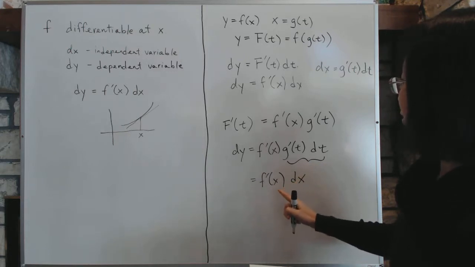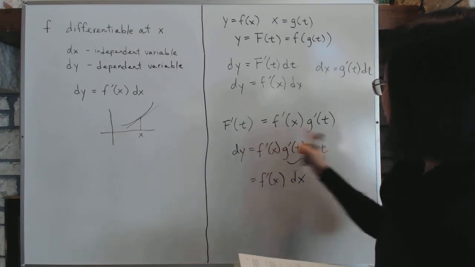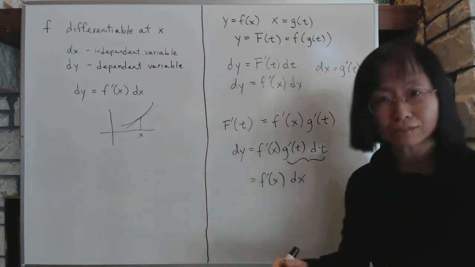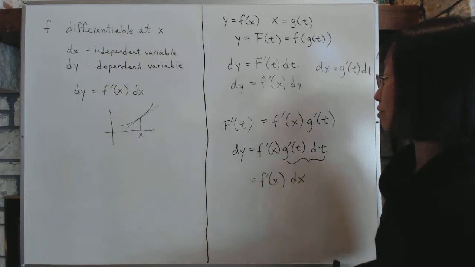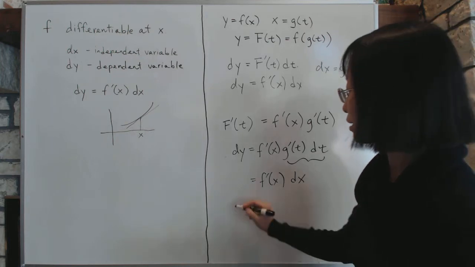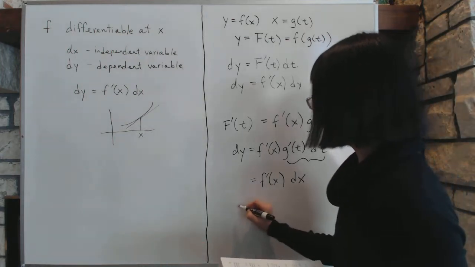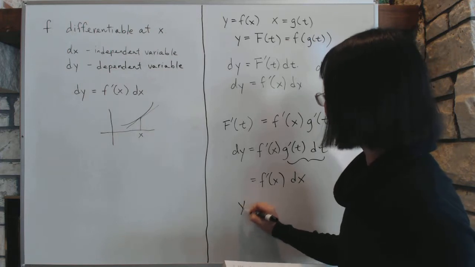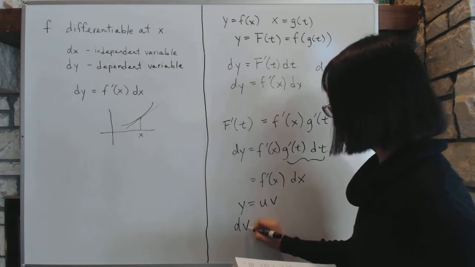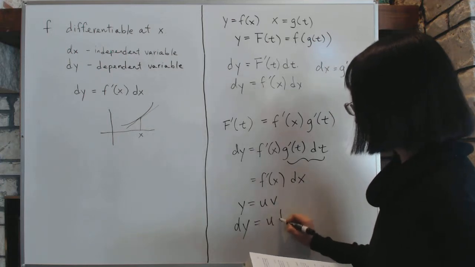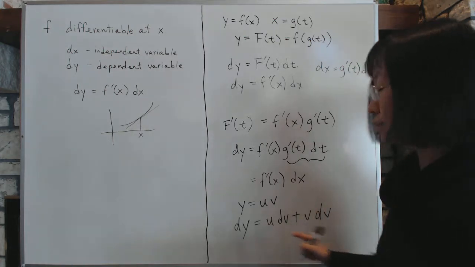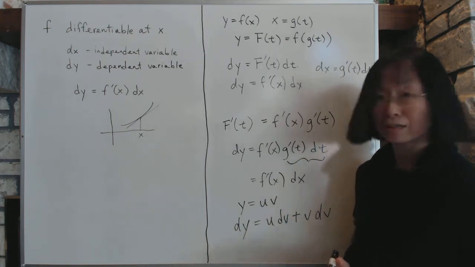So as you can see, dy expressed this way is the original way. When you use a third variable, everything still comes out the same. In general, the differentials work exactly the same as derivatives in all the rules. That is, say, if you have y equals u times v, then dy will be u dv plus v du. That is the product rule, and of course the quotient rule works the same way.